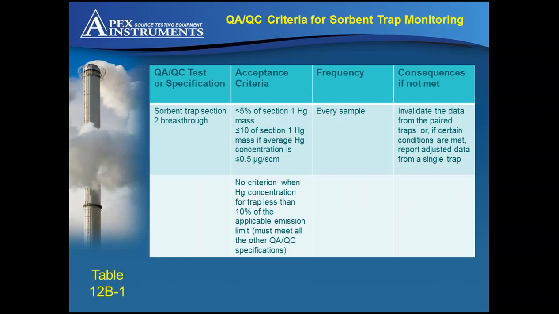Sorbent section, we touched on this briefly when we talked about traps. The Section 2 or the breakthrough section must be less than 5% of what was captured in Section 1, or less than 10% if you're under half a microgram per cubic meter.